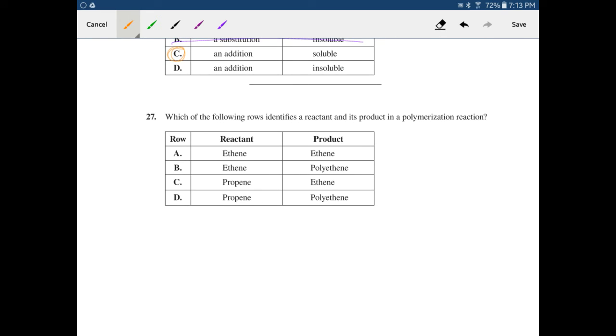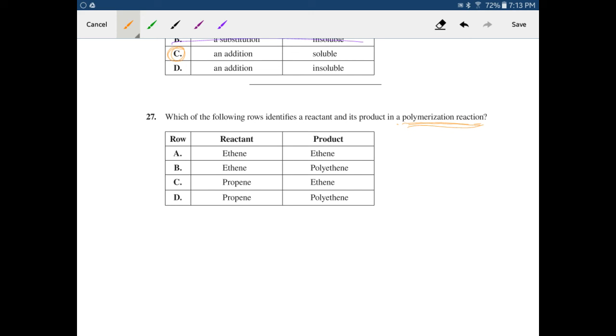So, 27 says, which of the following rows identifies a reactant and its product in a polymerization reaction? Now remember, a polymerization reaction is the addition of multiple monomers. So if we have ethene, we should get polyethene or polyethylene. And if we have propene, we should get polypropene. So the only reaction that I see in this list that would make sense is our ethene and our polyethene. But we can double check.